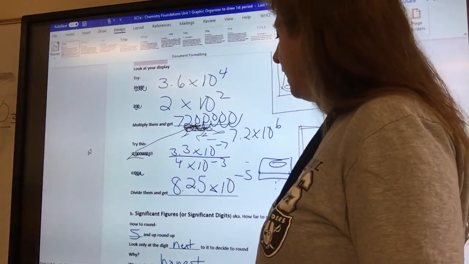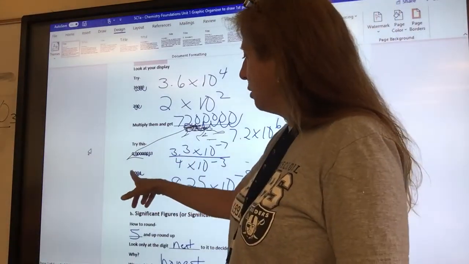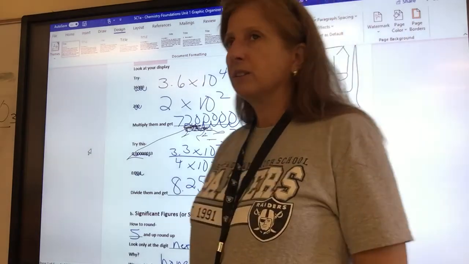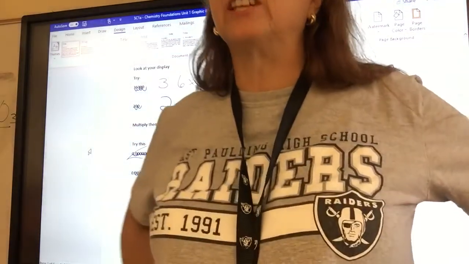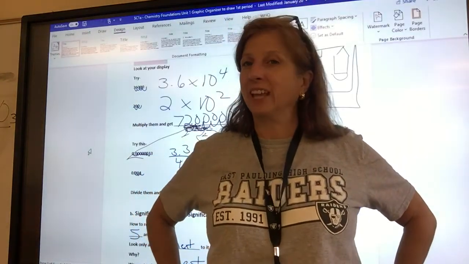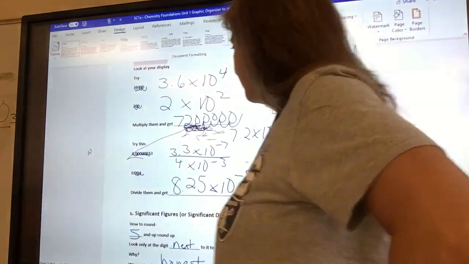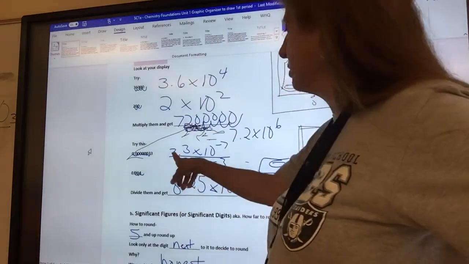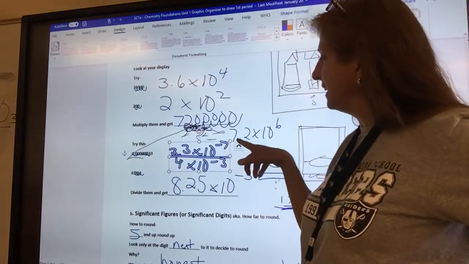Okay, so now try this one, 0.0000033. And also try 0.004. See if you can put those in your calculator, see if you can write them in scientific notation without me. See if you can do it. I think you can. So this one should be 3.3 times 10 to the negative 7th.